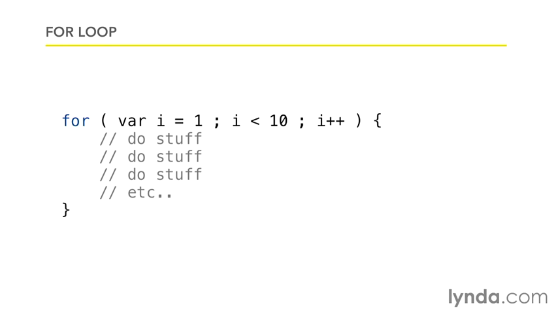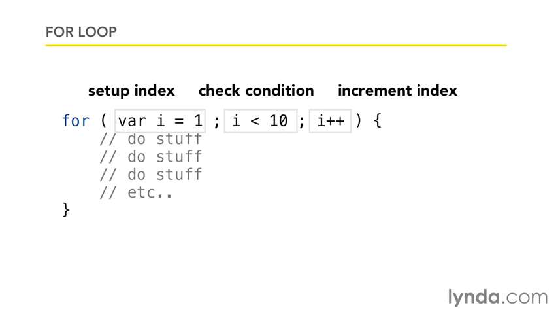It's the for statement. It still follows that same basic if statement format. We've got the word for, we've got the opening and closing parentheses, we've got the opening and closing curly braces. But there seems to be an awful lot going on inside these parentheses. Really what we have is the same three pieces that we use in any loop. We've got the section that sets up the index, we've got the section that checks the condition, and then we've got the section that increments the index. And these three parts are separated with two semicolons.